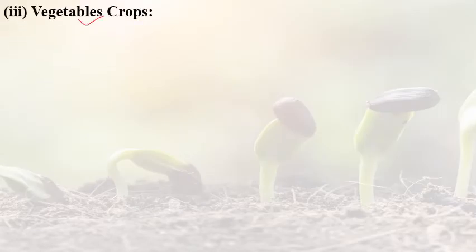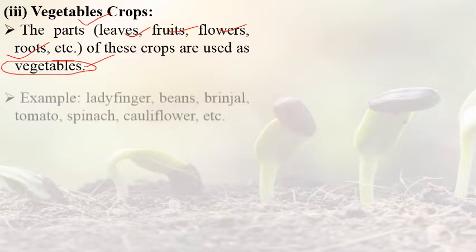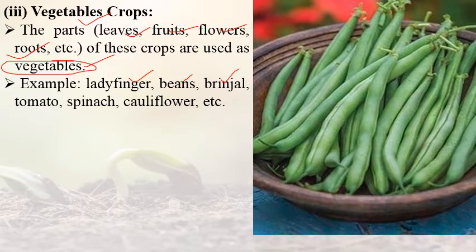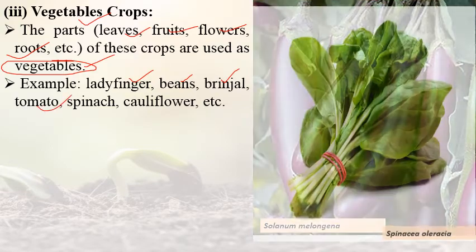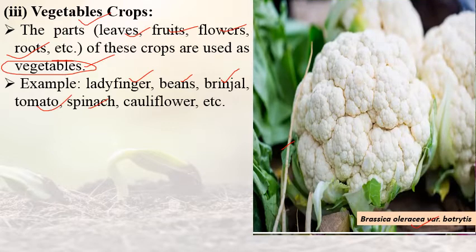Next category is vegetable crops. The parts used are leaves, fruit, flowers, roots of these crops which are used as vegetables. And examples are ladyfinger, beans, then we have brinjal, tomato, spinach. Its botanical name is Spinacia oleracea. And we have cauliflower, that is Brassica oleracea variety botrytis. In addition to this, we have Brassica campestris, whose leaves are used as vegetables.